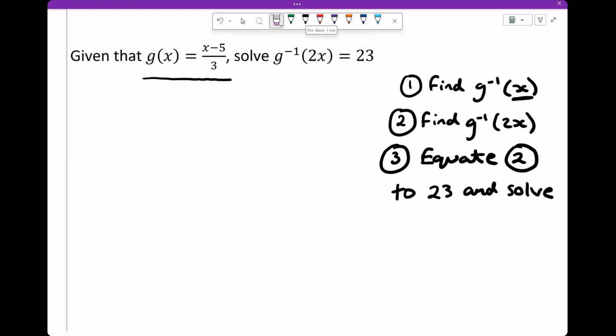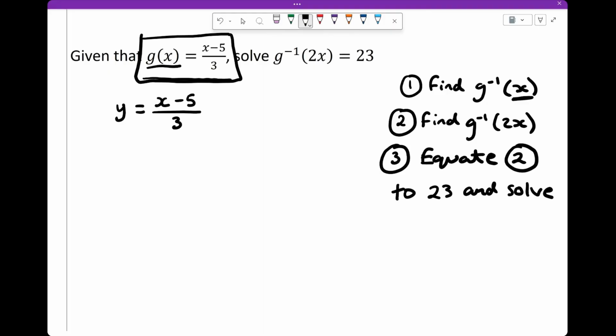Okay, to do that, I'm going to have to return to g of x over here, and we're going to have to find the inverse of it. So I'm going to replace the g of x with a y. So we get y is equal to x subtract 5 divided by 3. And then what I'm going to do is swap the y's out for x's and swap the x's for y's. So this y over here is going to become an x. And then on the right-hand side, this x up here is going to become a y. And then we will get subtract 5 over 3.